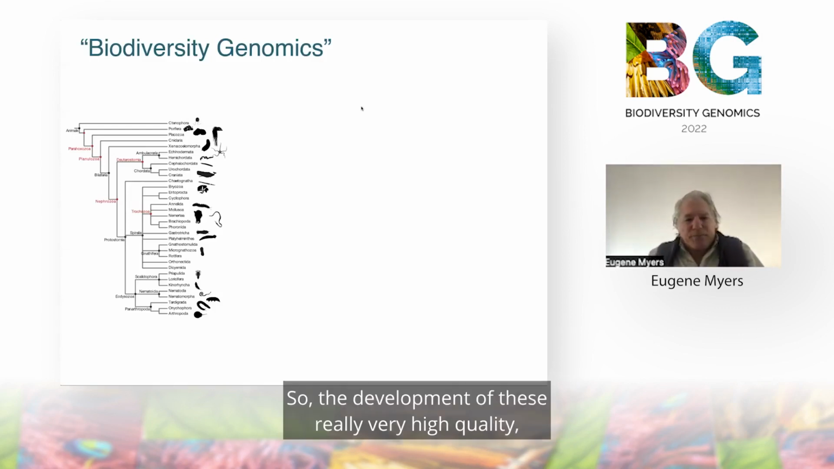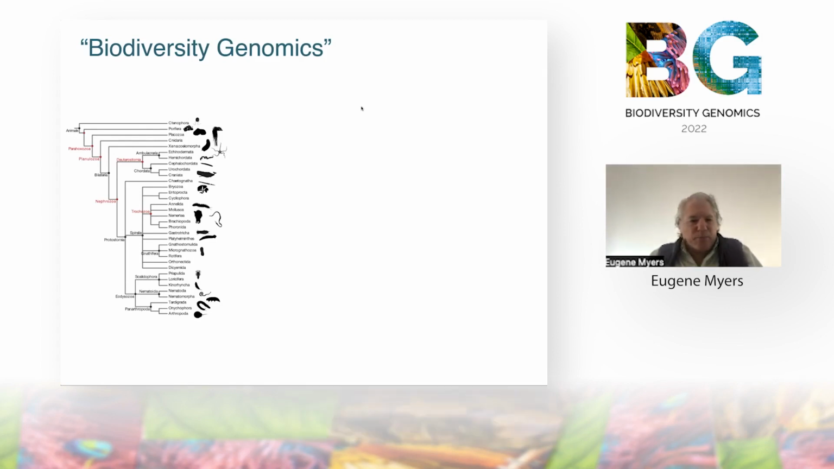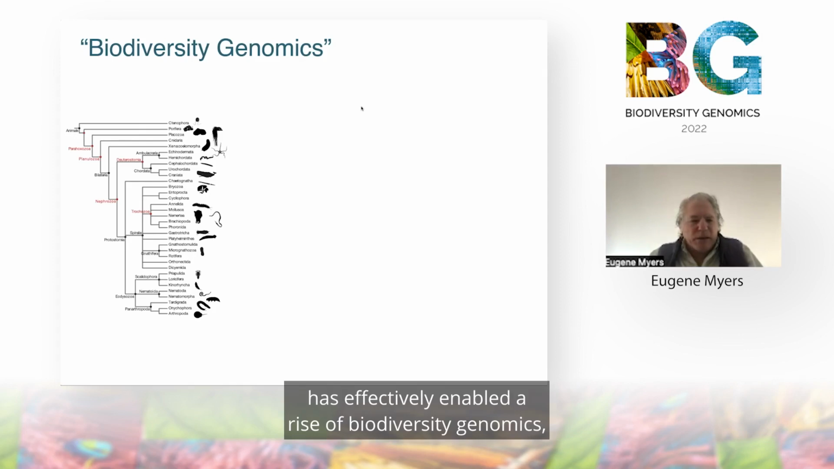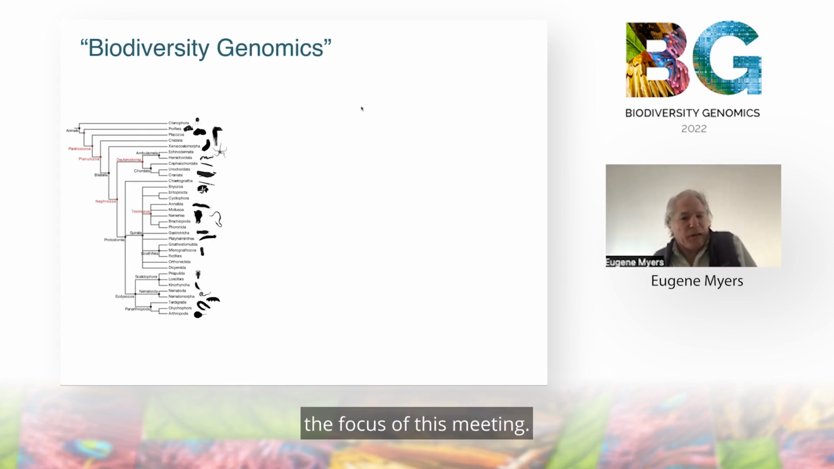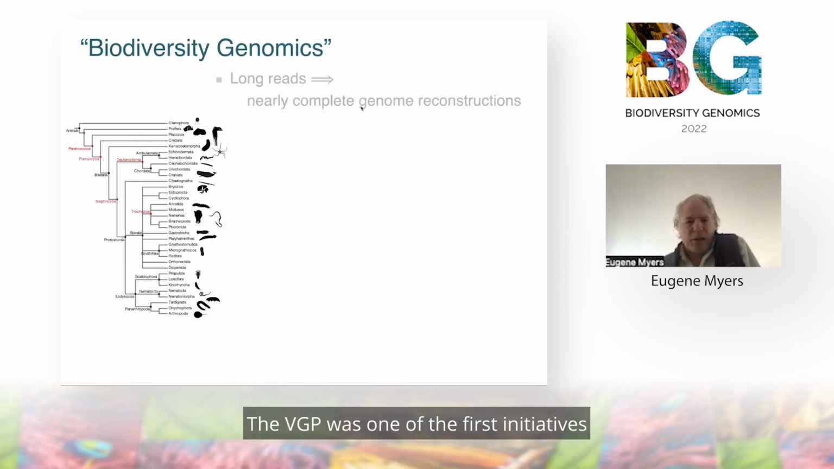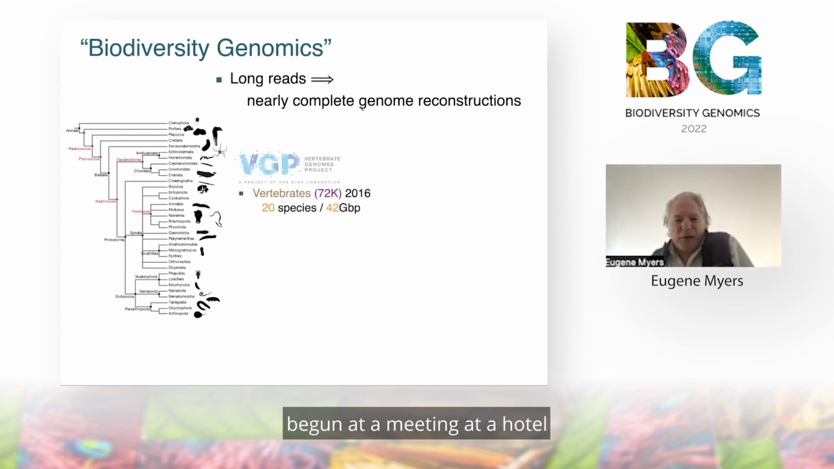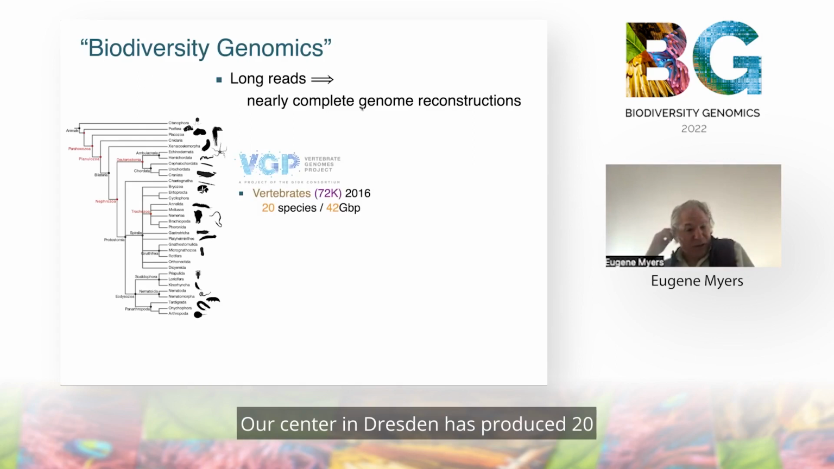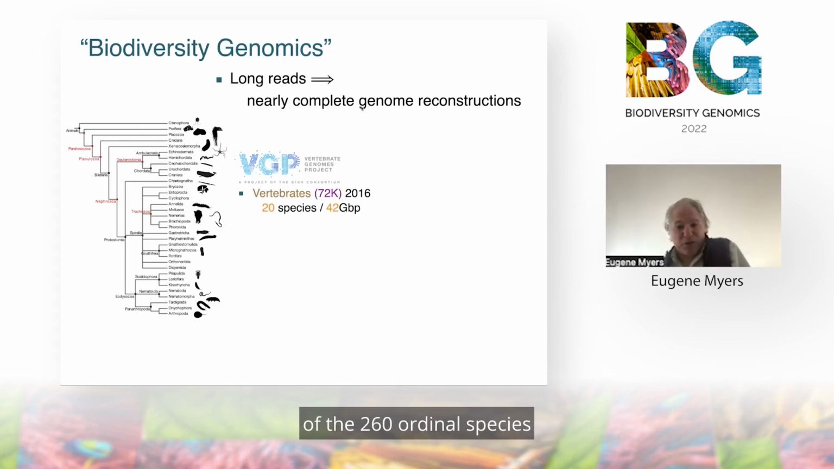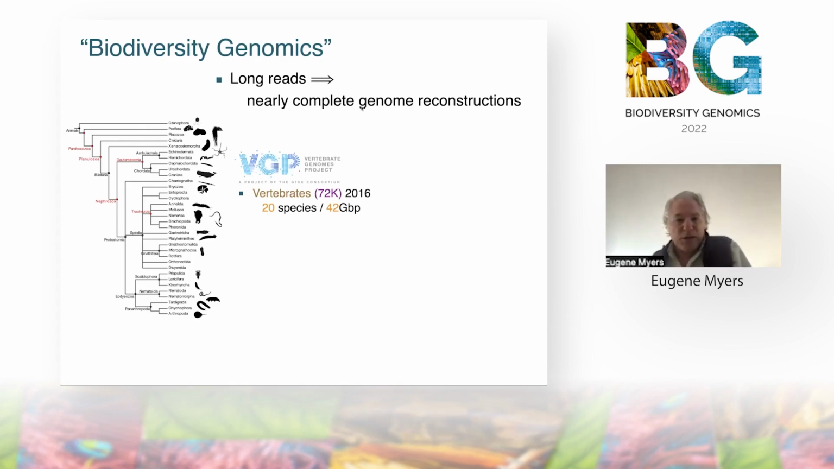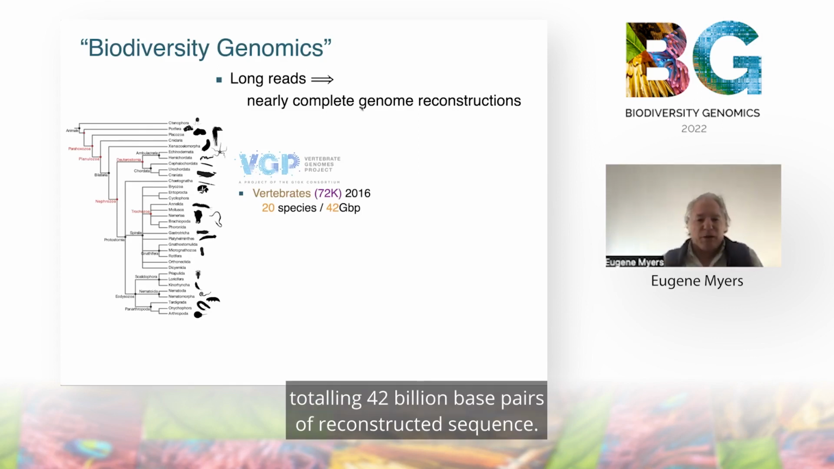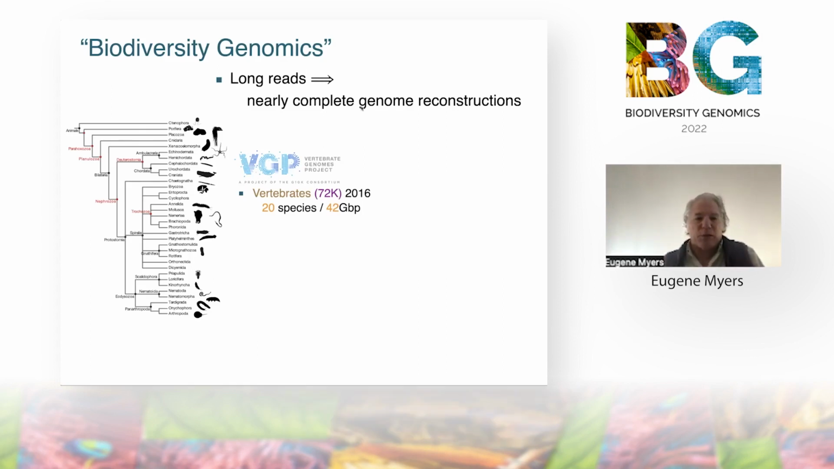So the development of these very high quality de novo genomes has effectively enabled a rise of biodiversity genomics, the focus of this meeting. The VGP was one of the first initiatives, begun at a meeting in a hotel next to Dulles Airport in 2015. Our center in Dresden has produced 20 of the 260 ordinal species at the first level of the project, totaling 42 billion base pairs of reconstructed sequence.